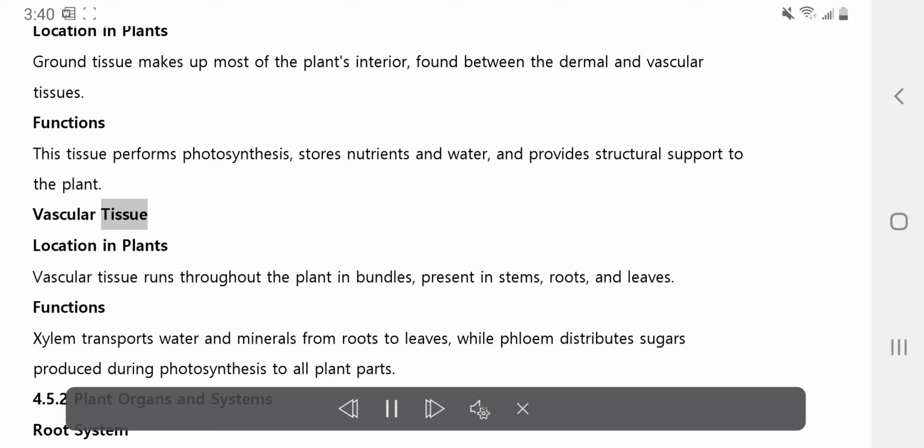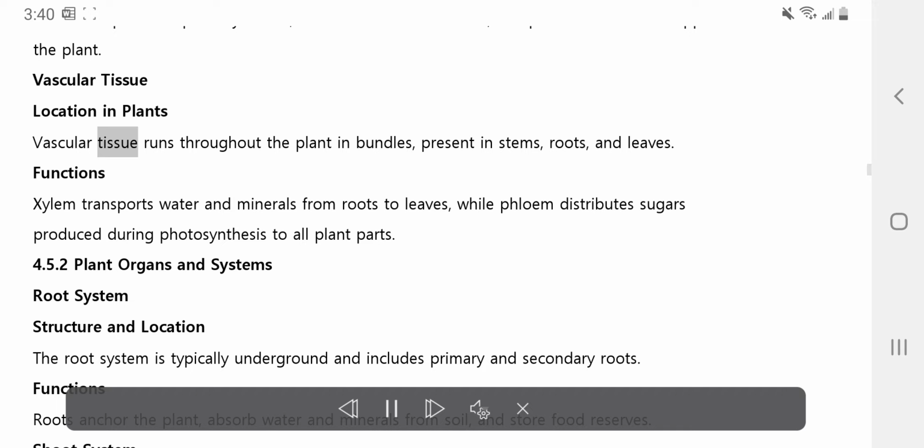Vascular tissue. Location in plants. Vascular tissue runs throughout the plant in bundles, present in stems, roots, and leaves. Functions. Xylem transports water and minerals from roots to leaves, while phloem distributes sugars produced during photosynthesis to all plant parts.